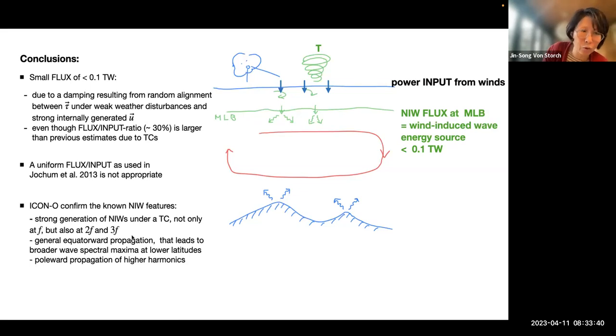And I try to show also that we find quite a few interesting inertial wave features that can be simulated by the Icon Ocean model. That includes the strong generation of near inertial waves under tropical cyclones, and not only at inertial frequency, but also as higher harmonics. And we see the equatorial propagation, and that leads to broadening of the wave spectral maximum at the lower frequency. Actually, we see also poleward propagation of higher harmonics that I didn't really come to.